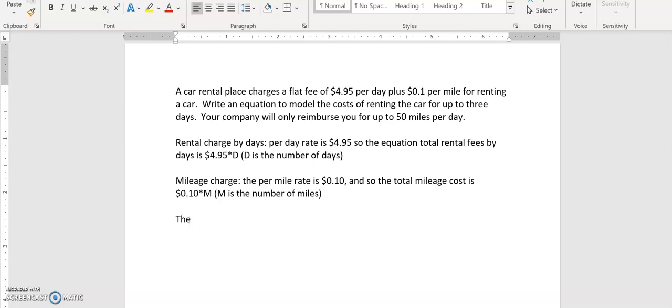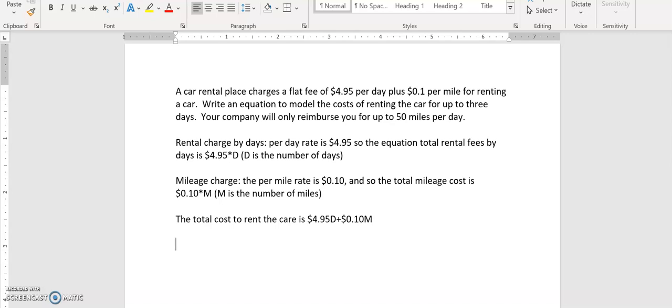So that means the total cost to rent the car is the cost per day. So that's our $4.95 times days plus the cost per mile, which is going to be 0.01, or sorry, 0.10 M.